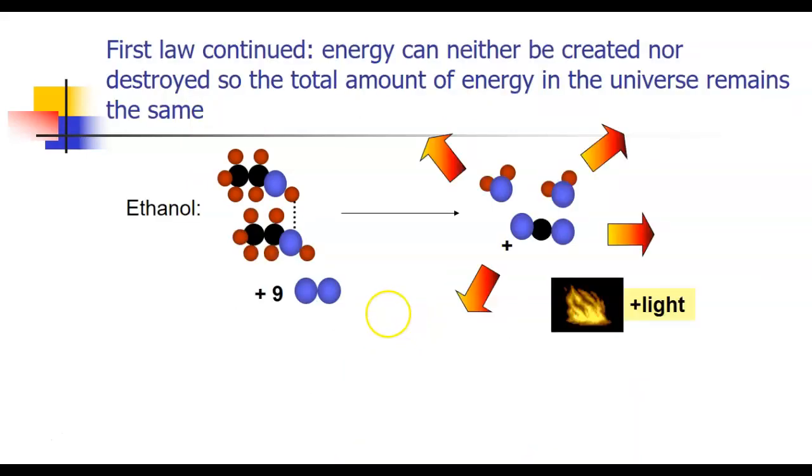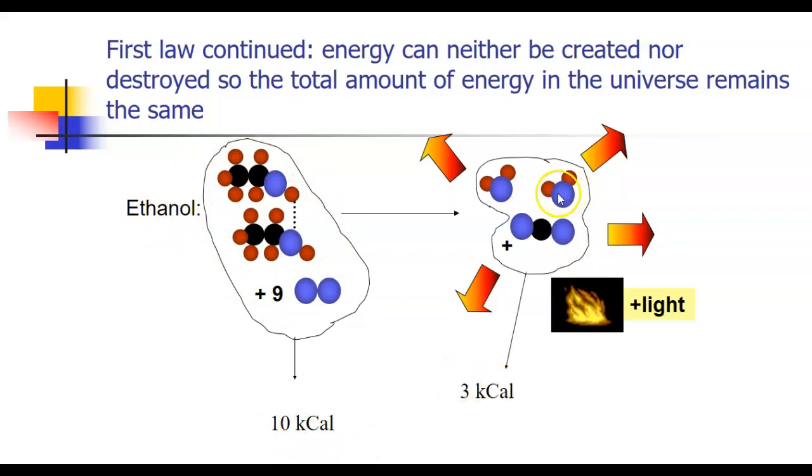We can give numbers to this and think about that first law of thermodynamics, where if we start with 10 kilocalories of energy in ethanol, and we break it down into 2 molecules of water and carbon dioxide, we get out 3 kilocalories. But we also got all that light. That light and the heat resulted in 7 kilocalories, so that the energy we started with, 10 kilocalories, equals the energy we ended with. It's just not only in those molecules. Most of the energy was lost to heat and light.